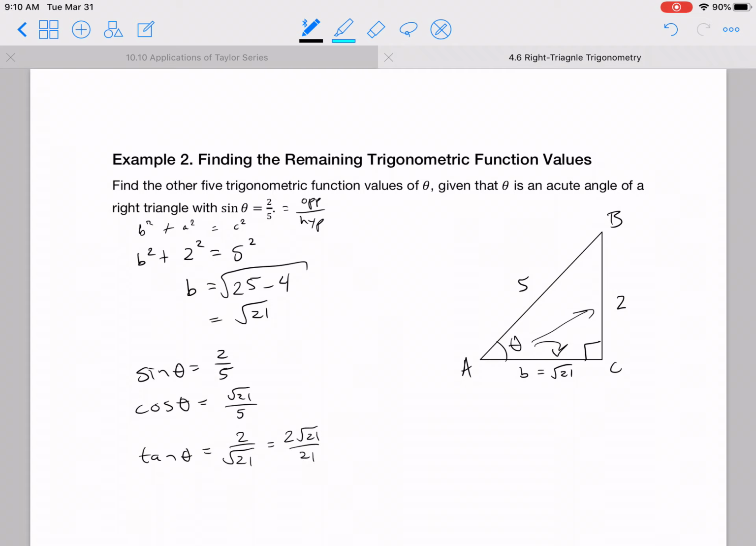And then we have to do the other three, cosecant of theta, secant of theta, and cotangent of theta. So let's do each of those. Cosecant, just reciprocal of sine, 5 over 2. Secant, reciprocal of cosine, 5 over root 21, which is 5 root 21 over 21. And then cotangent is just going to be the reciprocal of tangent. It's going to be root 21 over 2. And there you go. There are all of those.